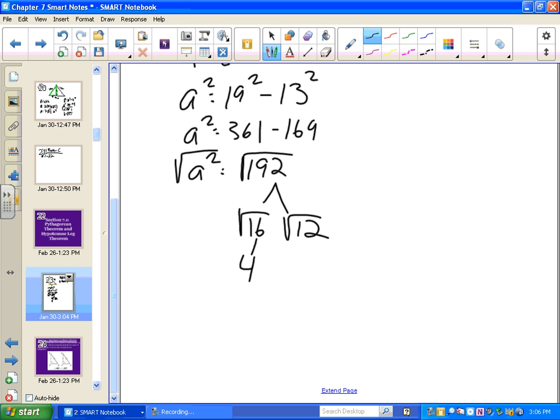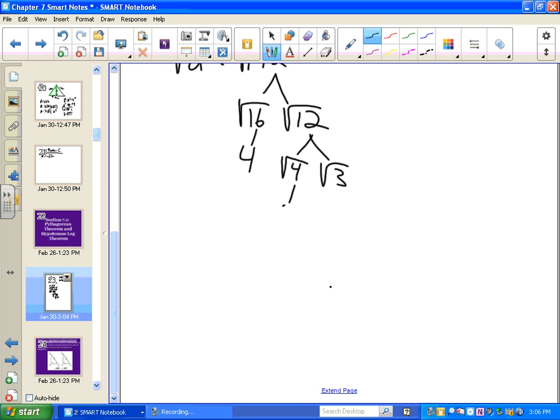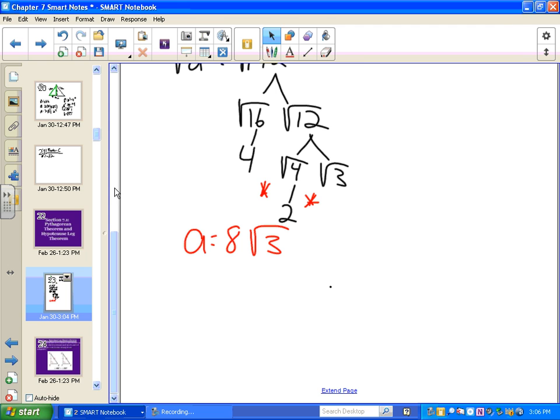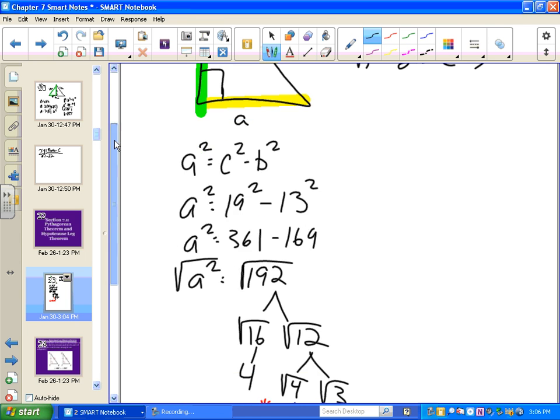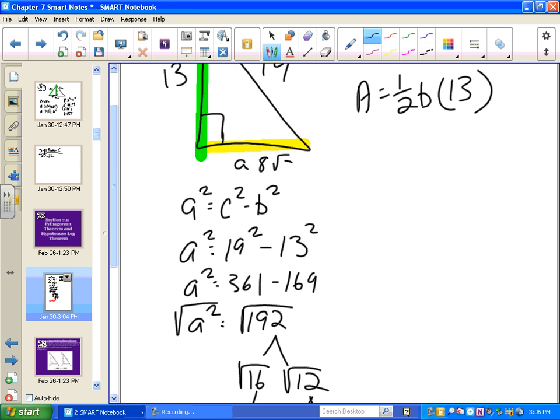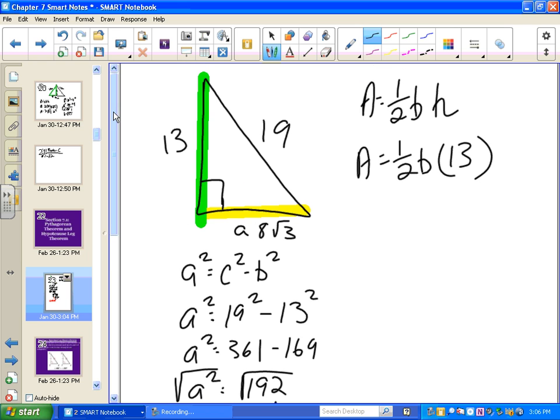Now 12 can still be simplified. That would be the square root of 4 and the square root of 3, and the square root of 4 is 2. So in between here is all multiplication. 4 times 2 is 8, so A equals 8 times the square root of 3. A is 8 times the square root of 3, so that is this side of the right triangle.